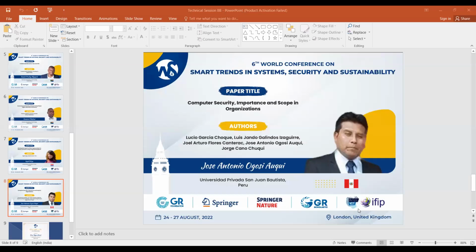So in this session, we have one more presentation. The paper presenter name is Jose Antonio, to present his paper on computer security importance and scope in organization. This paper is not listed in this session, but this paper belongs to the previous ones, so we considered this paper in this session. Yes. Dear presenter, please continue your presentation.